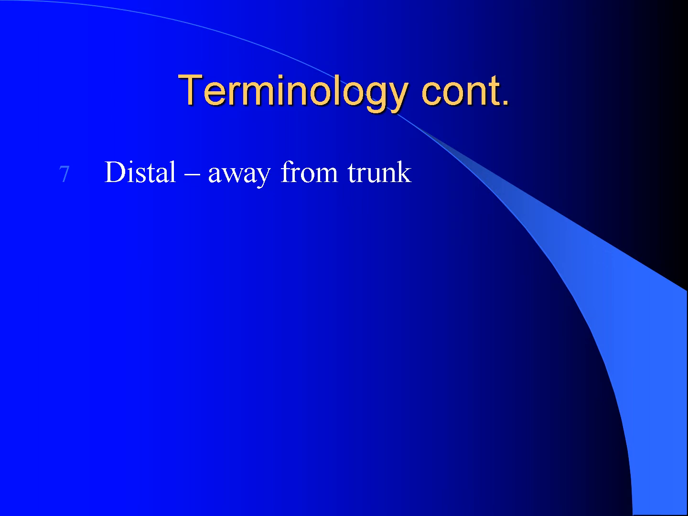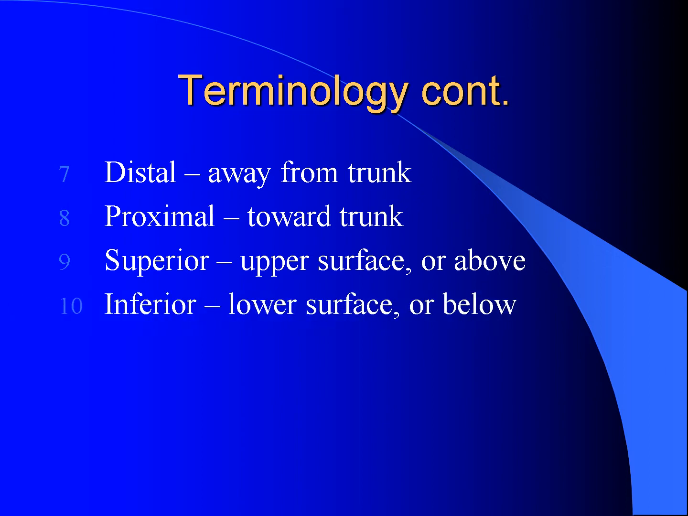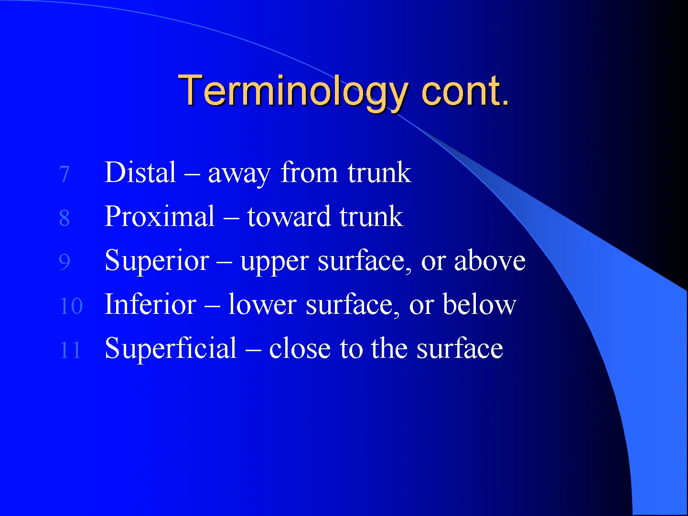Distal is further away from the trunk, and proximal is closer towards the trunk. If we think about the arm, the hand is distal to the elbow. If we think about the arm again, the elbow is more proximal than the hand. Superior means it's on top of, more towards the ceiling. Inferior is lower towards the floor. Superficial is closer to the surface of your skin, and deep would refer to something that's further away from the surface, specifically referencing the skin.